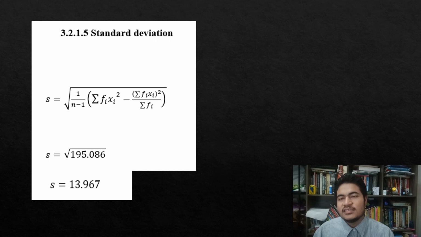This is the standard deviation of the group data. It is just the square root of the variance, that is S equal to the square root of 195.086, and we got 13.967.